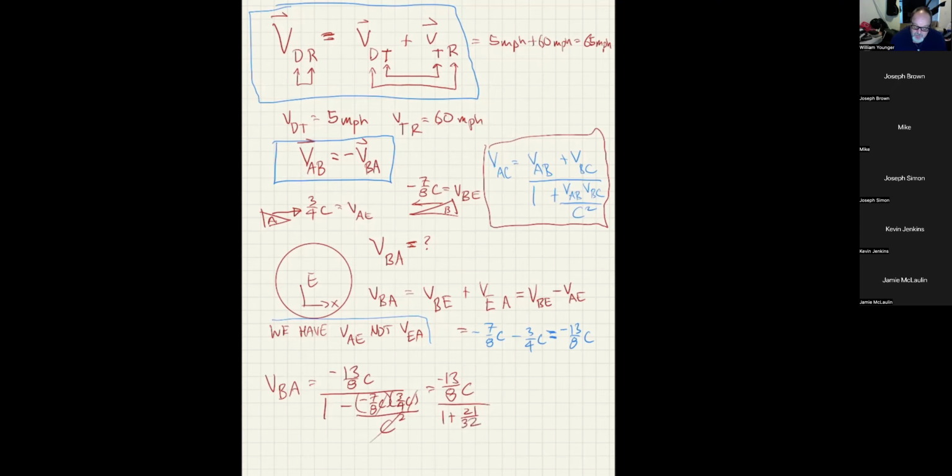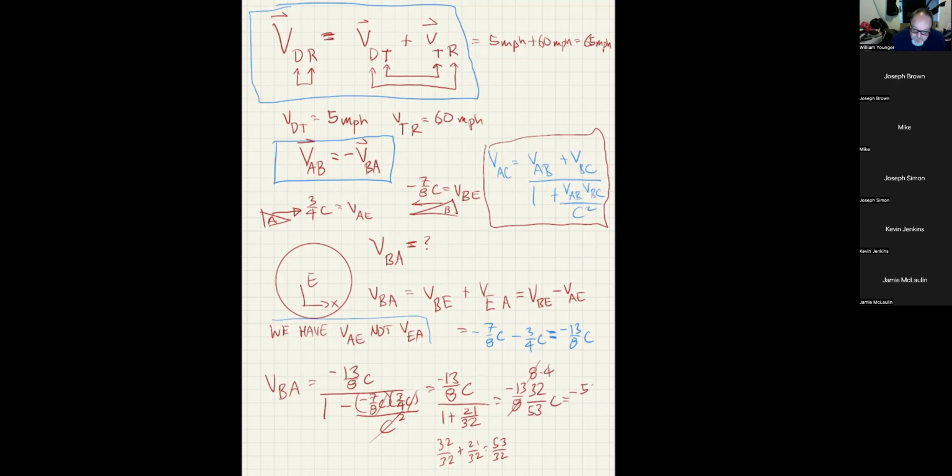Now, 1 is the same thing as 32 32nds. So I can also write this as negative 13 over 8. And now I'm going to take and say 32 32nds plus 21 32nds is equal to 53 32nds. So that's in the denominator. So I'm going to write it upside down and say 32 over 53, and then the C is still over there. Now, this is 8 times 4. So that 8 will cancel out with this 8. And ultimately, I get negative 4 times 13, which would be 52.